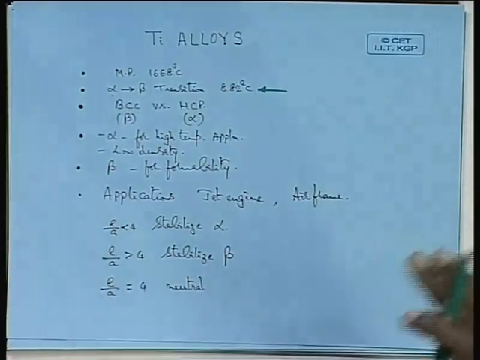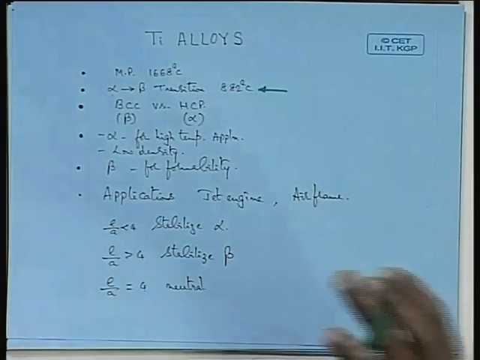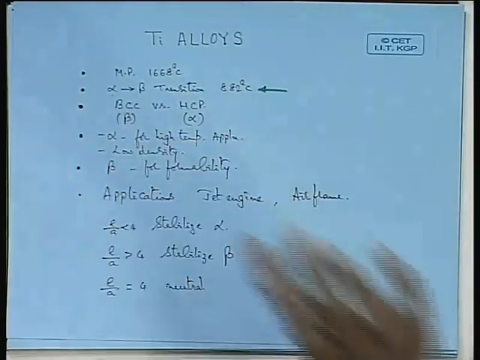Second is for the airframe. So if you want to use it for airframe and jet engine, the requirements are different. For jet engine, what you need is a high temperature strength. For airframe, what you need is a good formability, because you have to make them into sheets, isn't it?